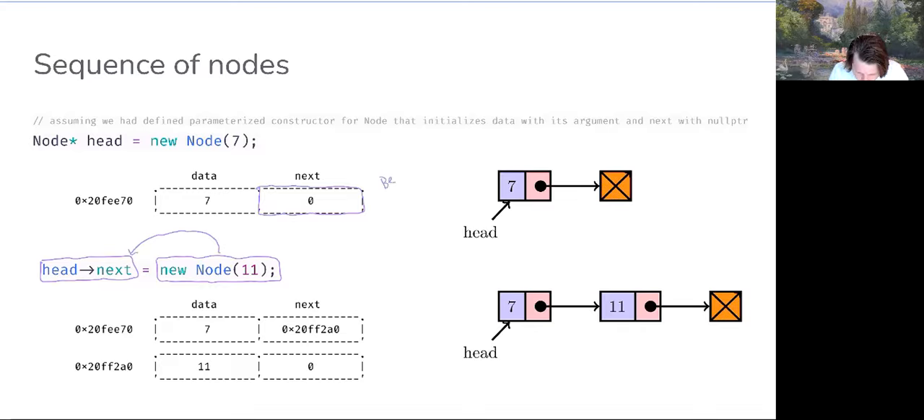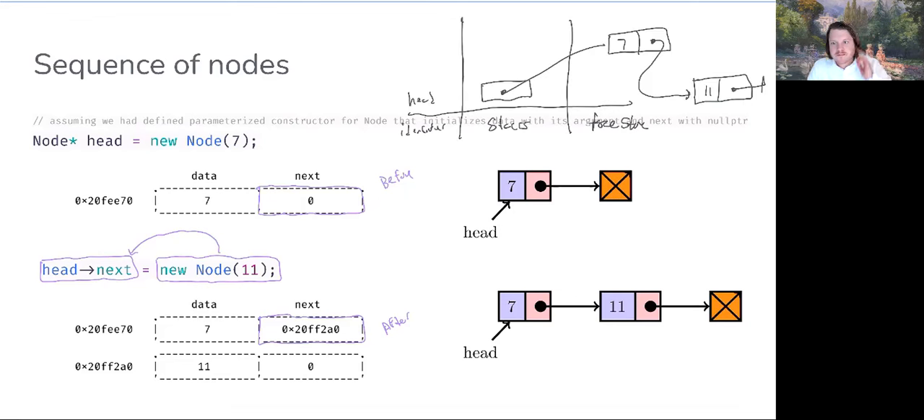So this is before. Here's what's happened after. We can see here that the node pointed to by head, its next field that pointed to the null pointer, is no longer the null pointer value. Instead, it contains the address of a node that's also on the free store. So what does this look like in memory? Let me draw it out.